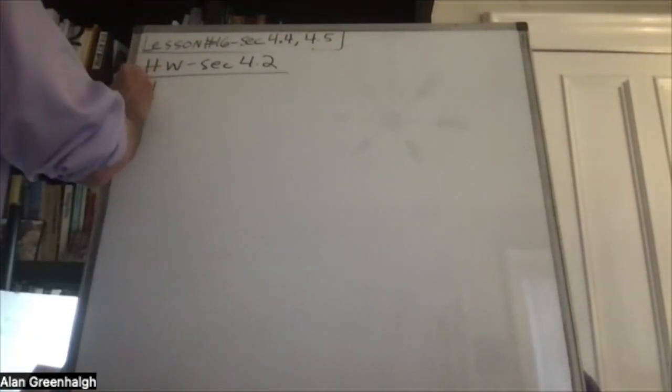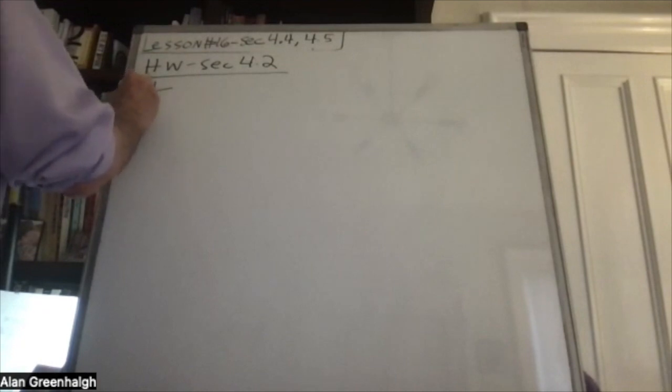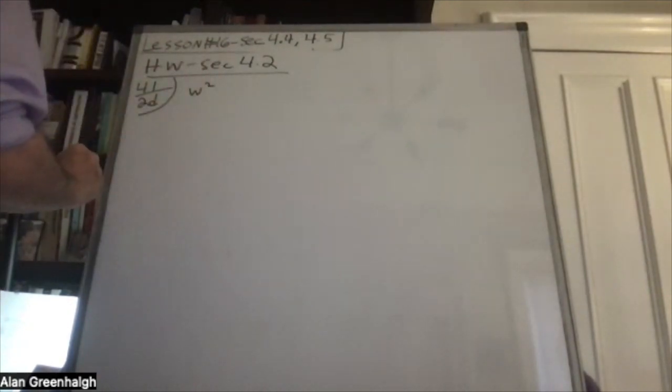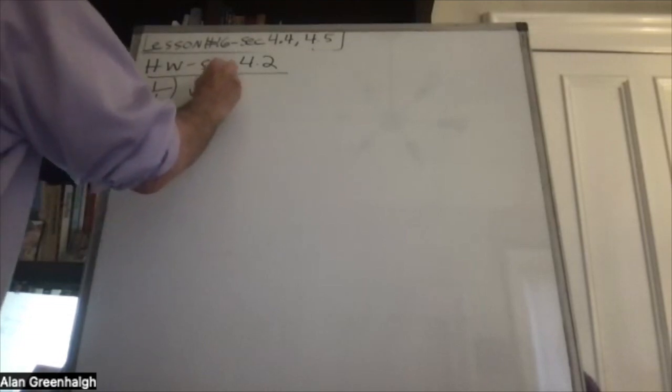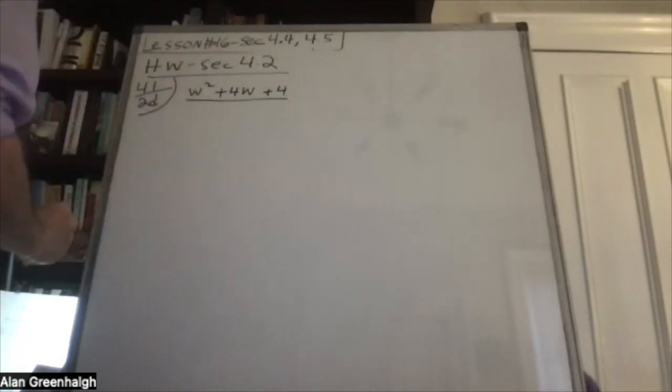Multiplication and division. So let's look at page 41, problem 2D. W squared. They love using different letters, don't they? I just like using X's. That's my thing. X's are my thing. So here it is.